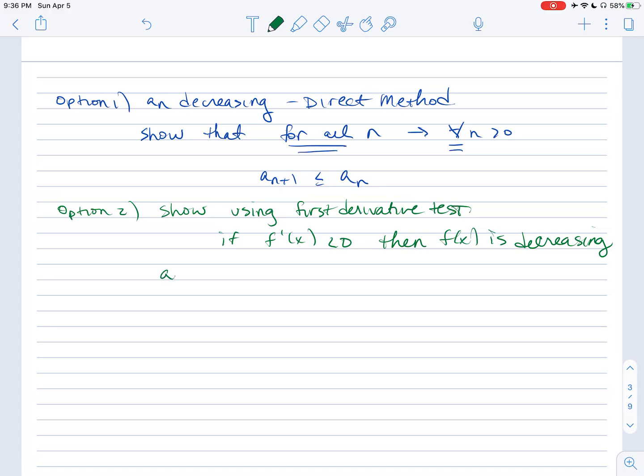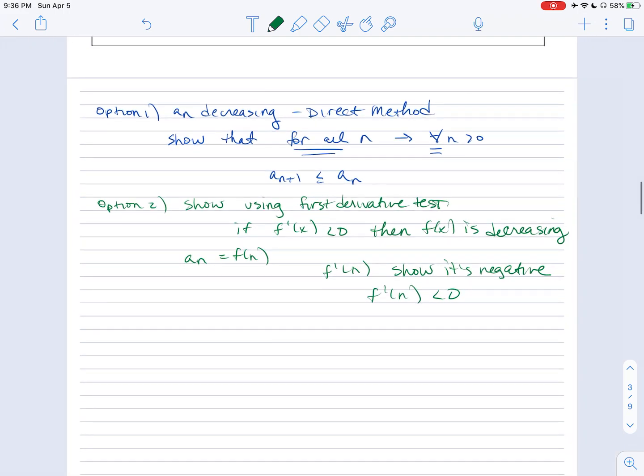So if we've got a sub n equal to f of n, we would just be taking the derivative of f of n and show that it's negative. And so we want to show that f prime of n is less than 0 for all n bigger than 0. And sometimes it's okay if it has to be a number that's a little bit bigger than 1 or 2. And I will show you what to do in that case.